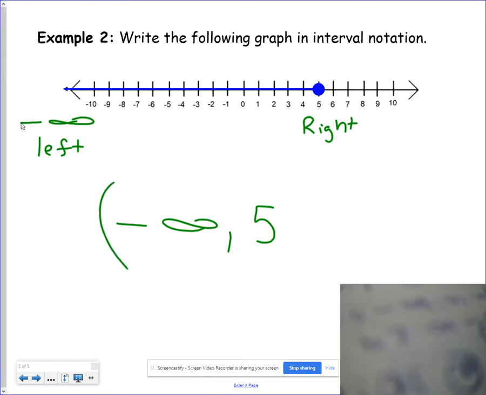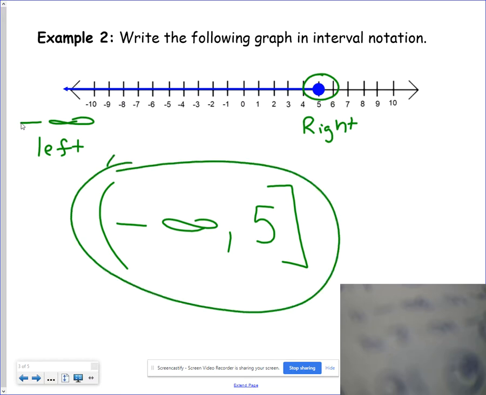But if you look at this graph here, it has a closed dot. Remember, a closed dot means 5 is a solution to it. So 5 is a solution. How you show that in interval notation is you use a bracket. A bracket indicates that that number is a solution. So this is the interval notation for the graph above.